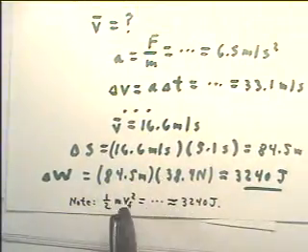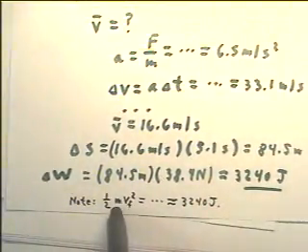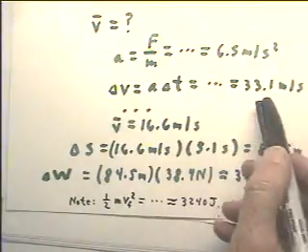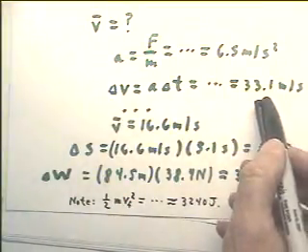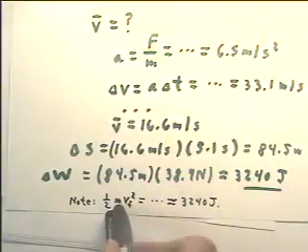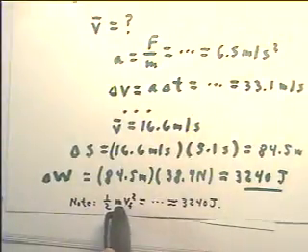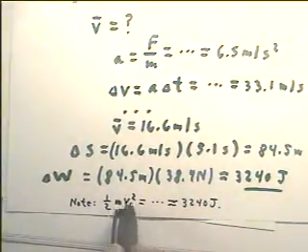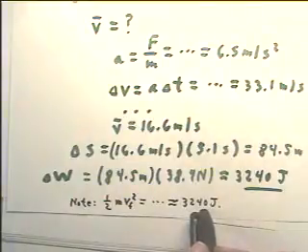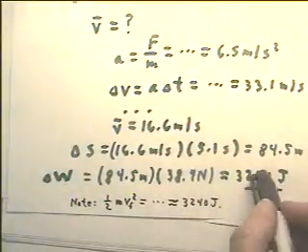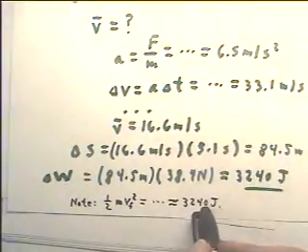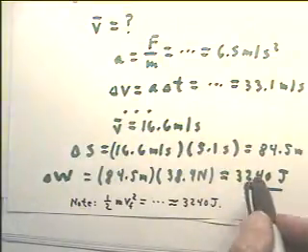And we can note that the 1/2 mvf squared that we get at a final velocity of 33.1 meters per second and a mass of 5.9 kilograms that we have here, if we substitute those and calculate it, we get the same thing that we got here for the work. So the final kinetic energy is equal to the work done by the net force.